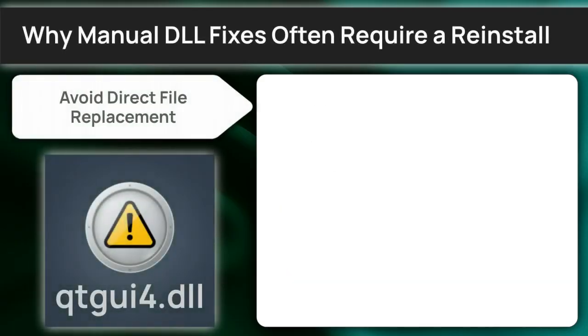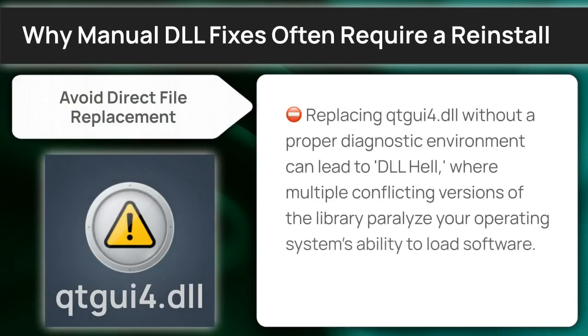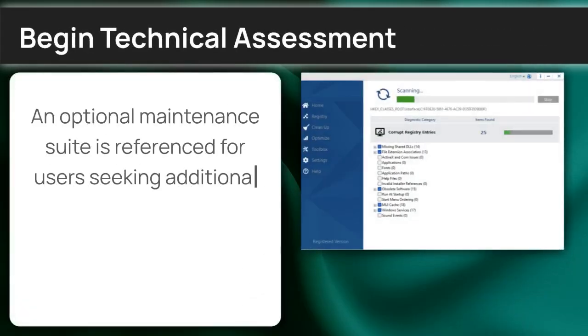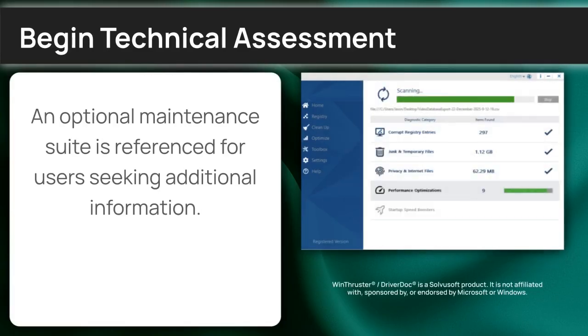A quick professional note on security. Sourcing components correctly is just as important as the fix itself. Using an incorrect or outdated version of qtgui4.dll can create a domino effect, causing other unrelated programs on your PC to start failing. Rather than managing individual dependencies, a comprehensive diagnostic can help you maintain the entire software environment.